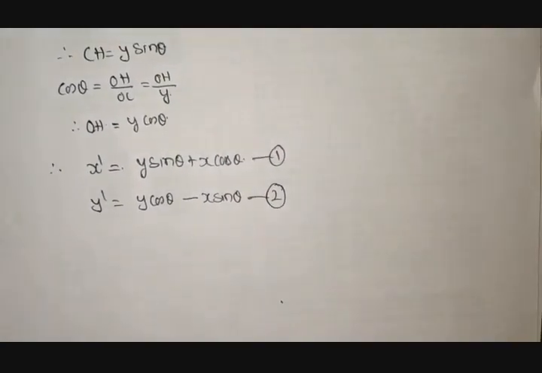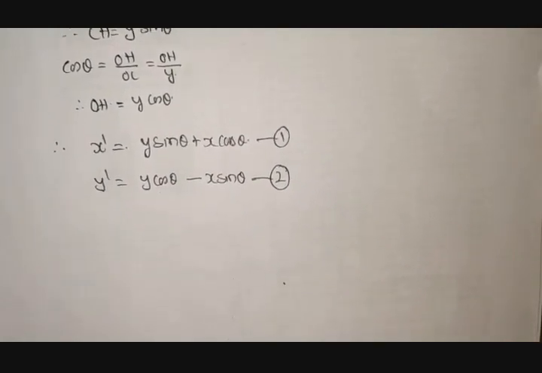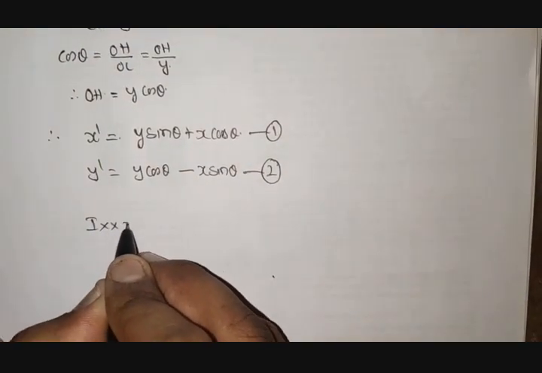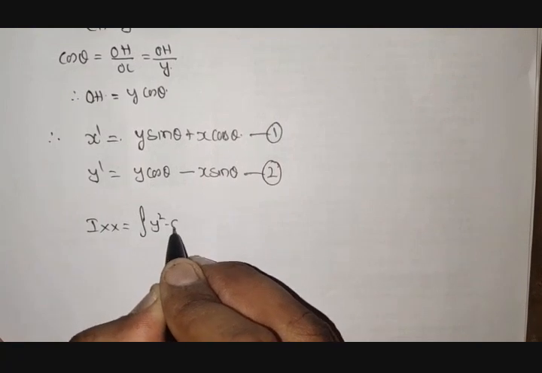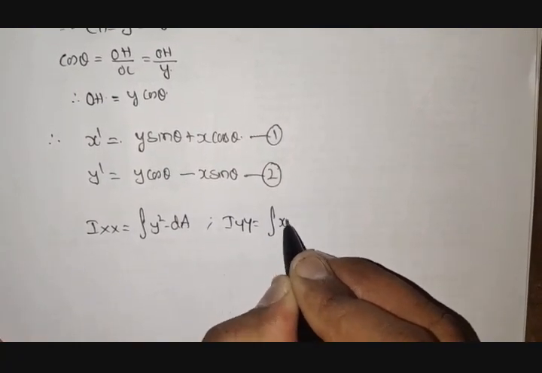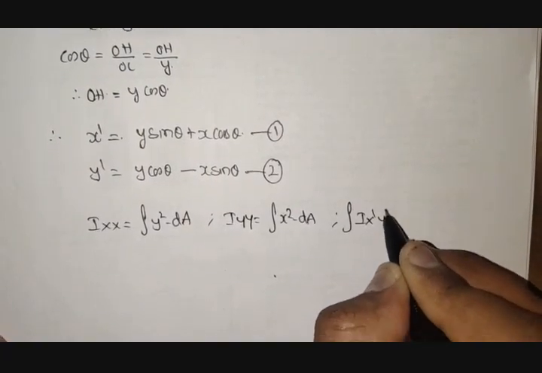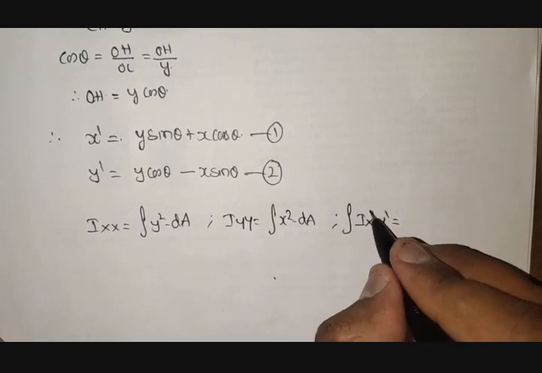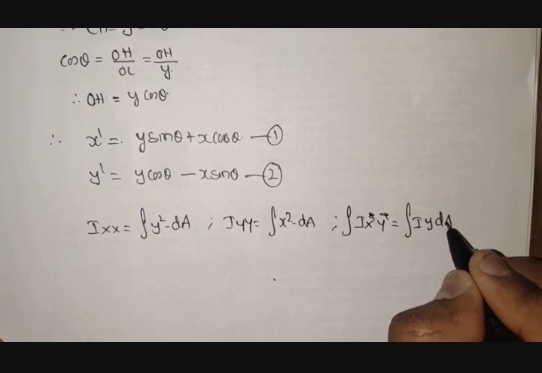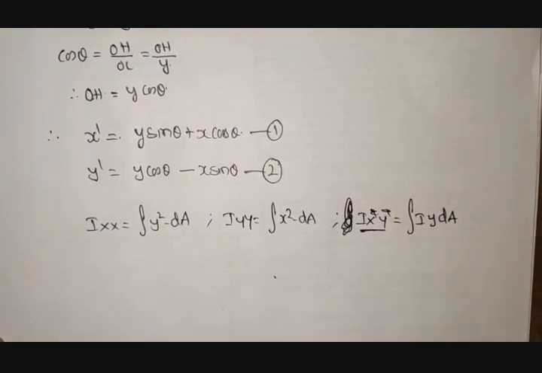Next, we have to find the moment of inertia about Ixx and Iyy. We know the moment of inertia Ixx is equal to integral y square into dA. Similarly Iyy is equal to integral x square into dA, and similarly Ixy is equal to integral xy into dA. Sorry, this is nothing but the product of inertia.